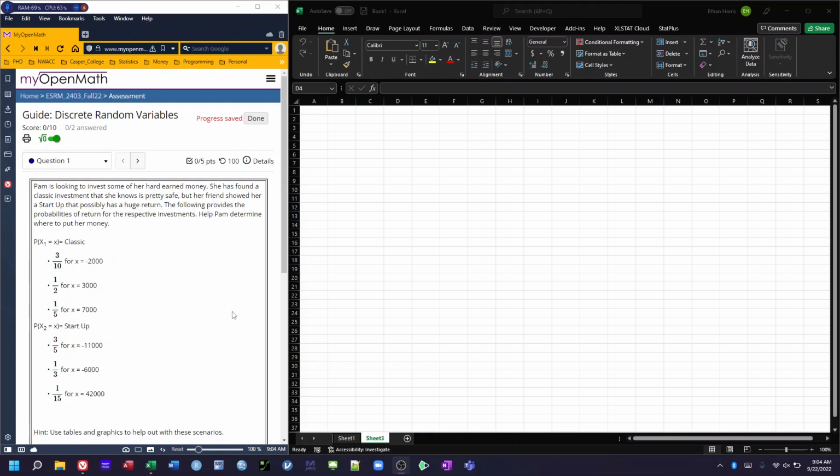So here we have that Pam is looking to invest some of her hard-earned money. She has found a classic investment that she knows is pretty safe, but a friend showed her a startup that possibly has a huge return. The following provides the probabilities of returns for respective investments, help Pam determine where to put her money.